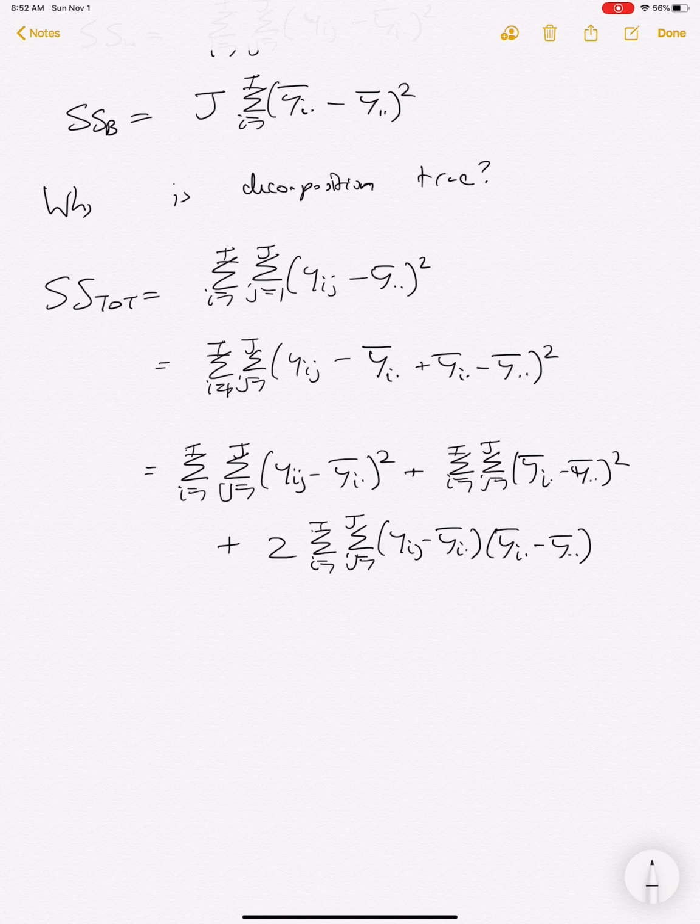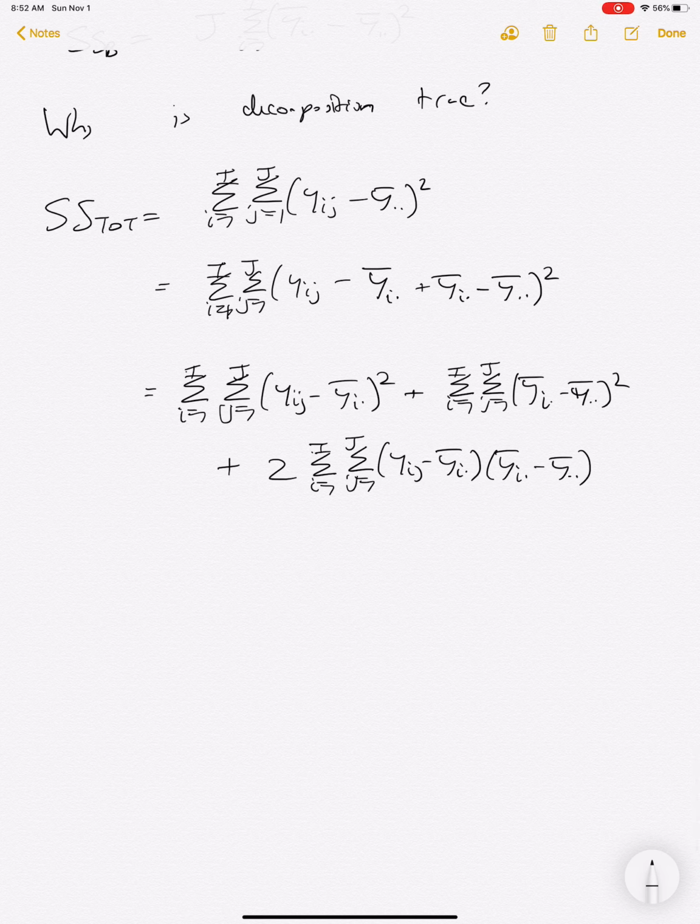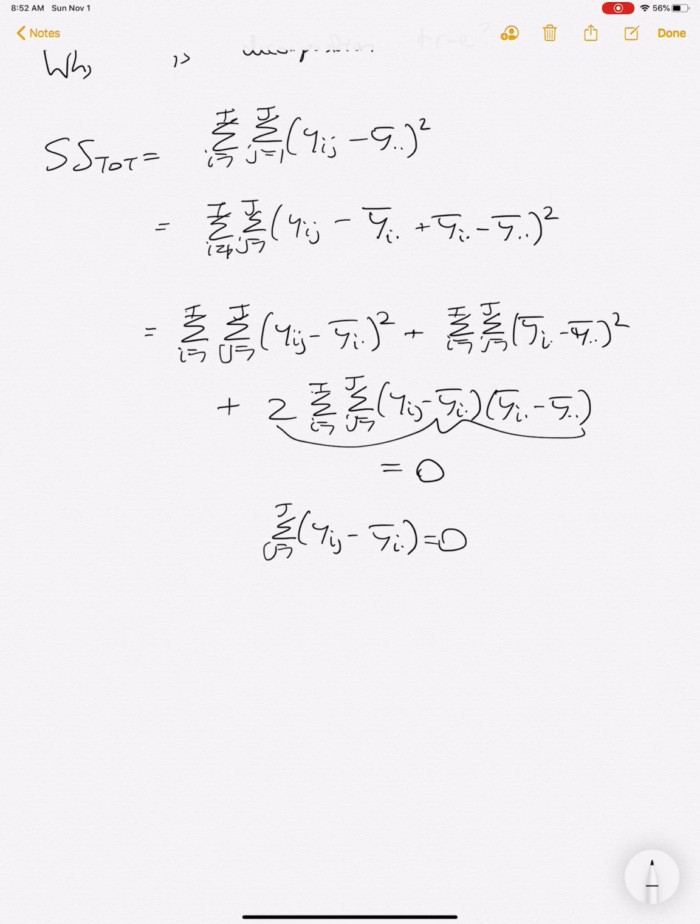Okay, and it's fairly straightforward to show that this is just equal to 0. The way you can show that is if you do this sum, it's going to cancel out. If you just sum over the j's, you can see that the summation j equals 1 to J of yij minus yi bar is just going to equal 0. So therefore, that's why you get that it is equal to 0.